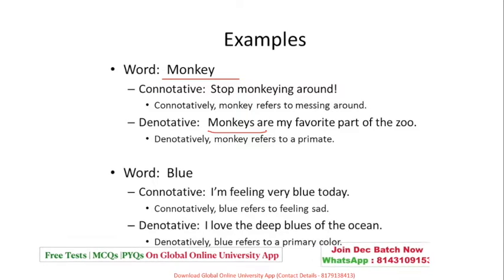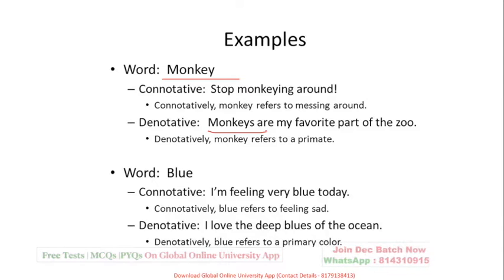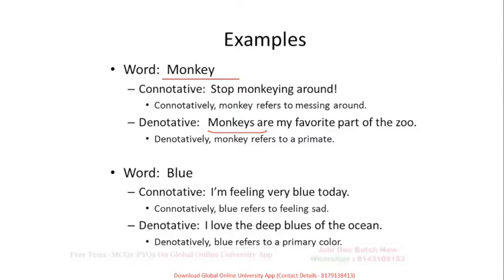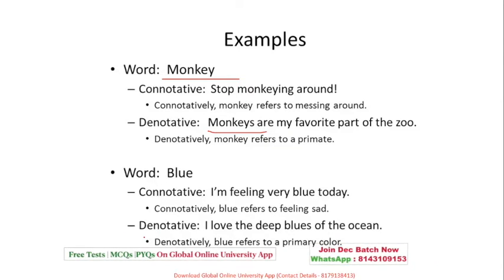If I take the word blue, connotative is "I'm feeling very blue today." It means a feeling of sadness, a cultural or personal meaning. But if I use the word blue as denotative, it talks about the color.